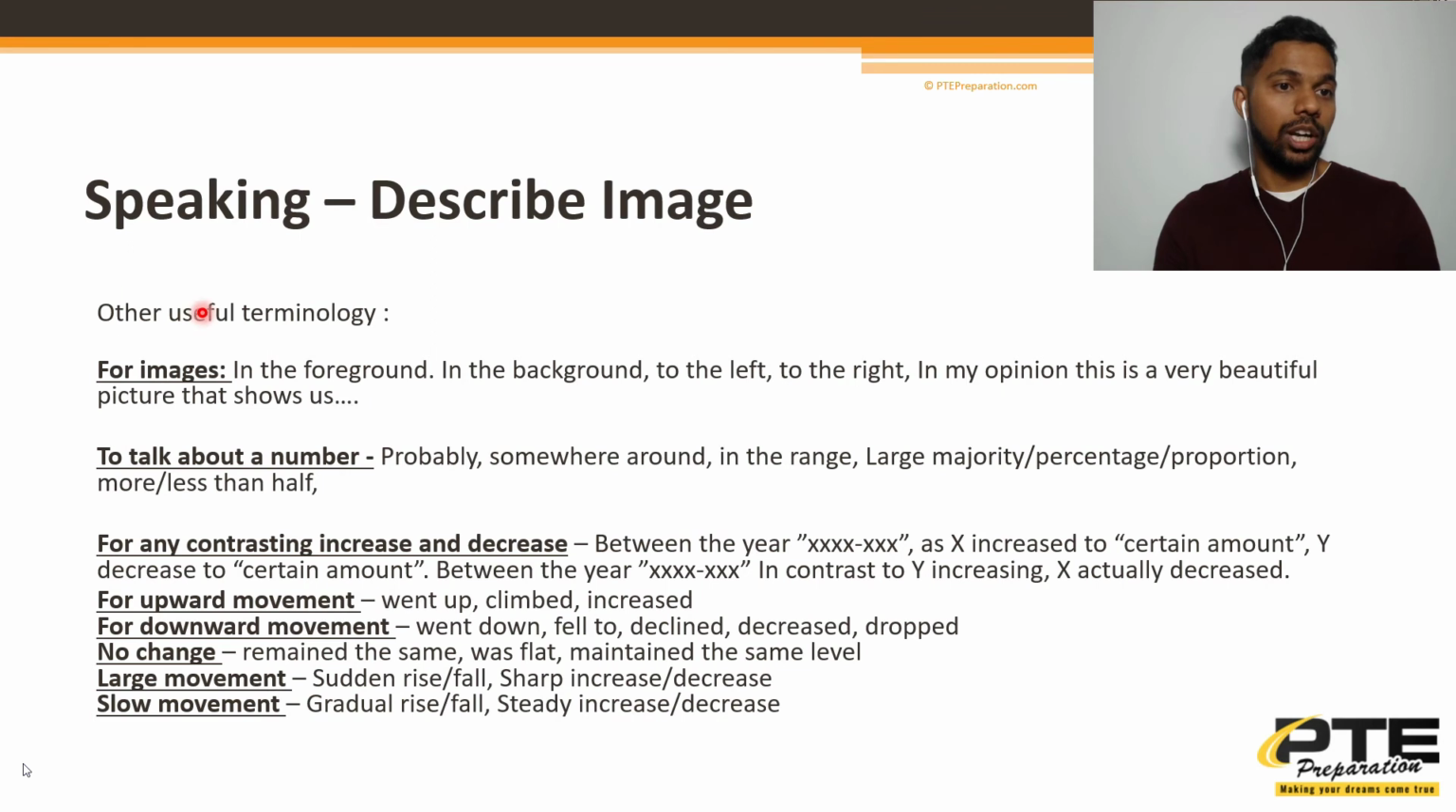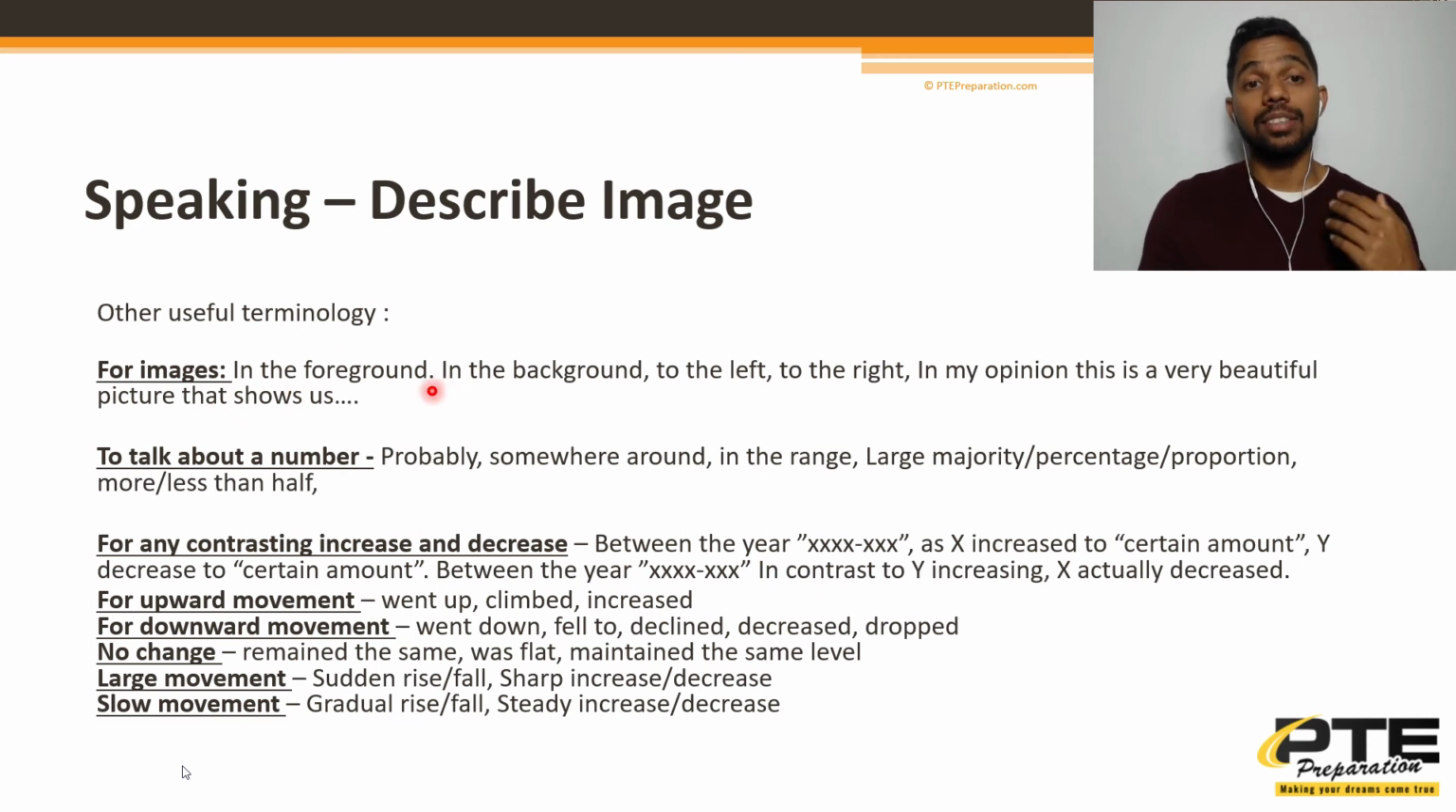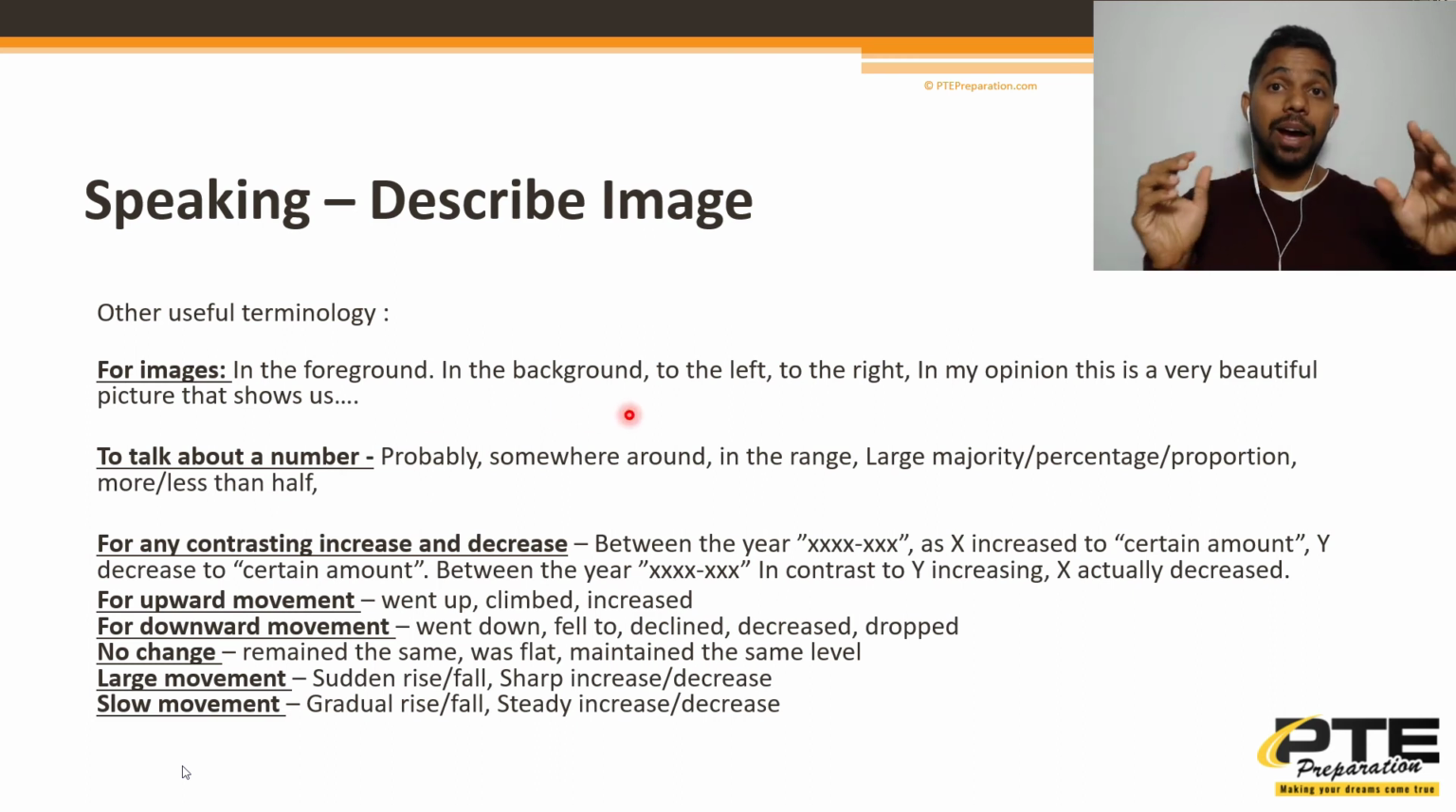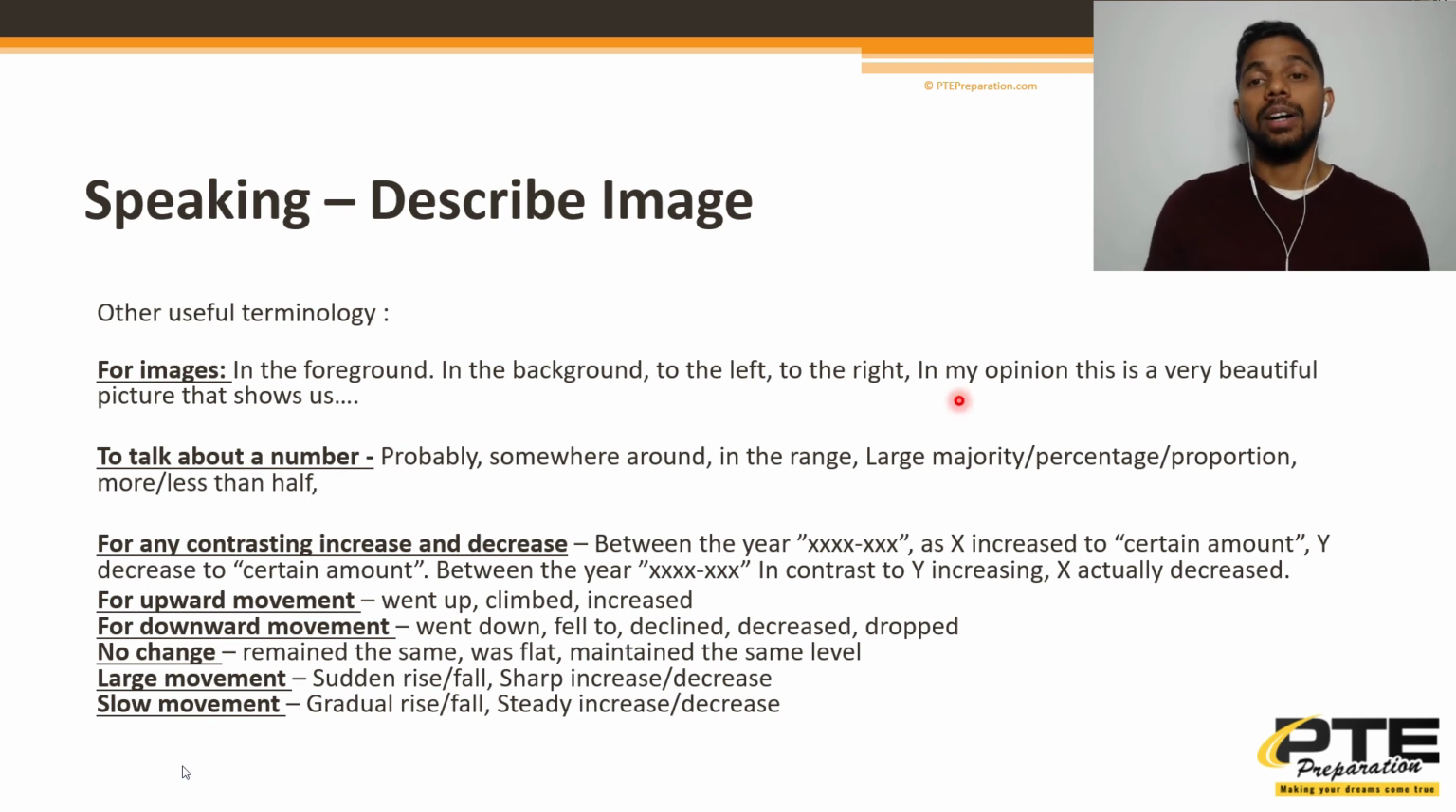To conclude, there are also some additional terms that I would like to share with you. So for images, you can use words such as in the foreground, in the background, to the left, to the right. Those are all things that you can use, so you can point to certain parts of the image in case you're getting stuck. This is also a very general opinion conclusion that you can use. You can conclude by saying, in my opinion, this is a very beautiful picture that shows us how beautiful plants are, or how green plants are. So you can use that as a general kind of conclusion when it's an image.